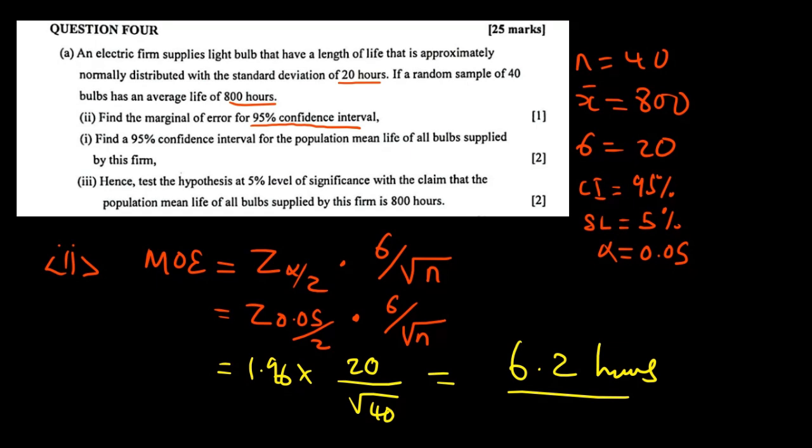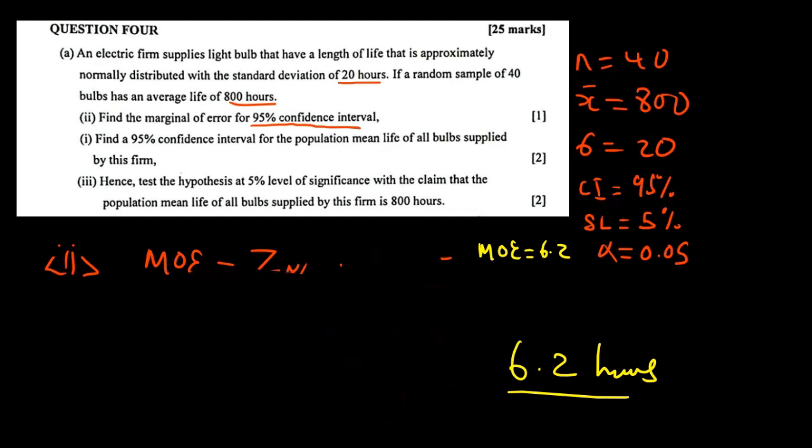Let's write it here. The margin of error is simply 6.2 hours. So we've done the first part. Let's go to the second part. What are we calculating in the second part?